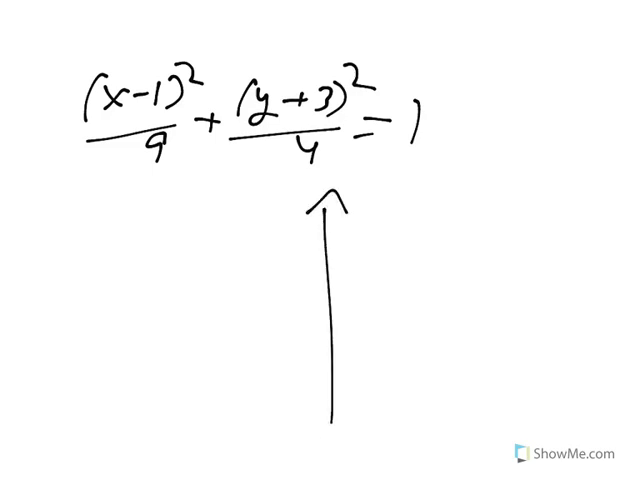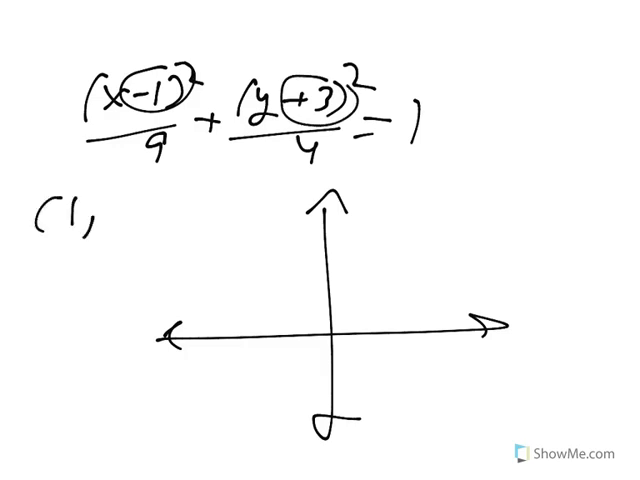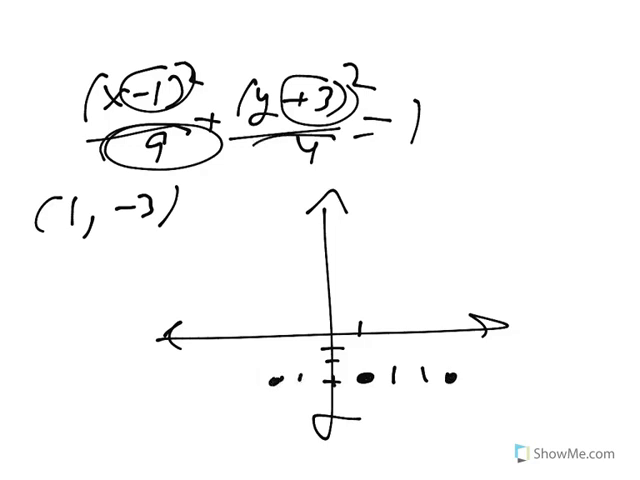If it looks like this, it's still an ellipse, but the center is no longer (0, 0). Take the opposite of these two numbers, so (1, -3) is going to be the center. And from the center, we're going to go left and right the square root of 9, and we're going to go up and down the square root of 4. And we make our ellipse that way.